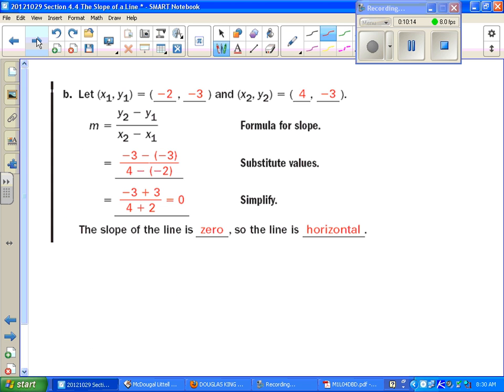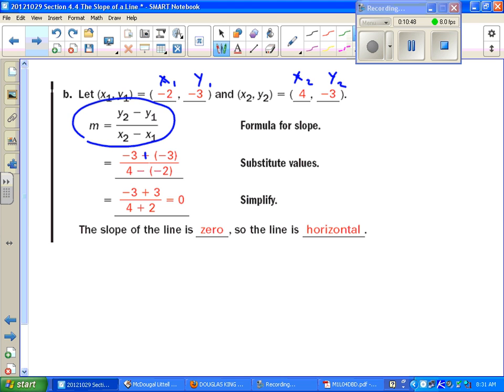For B on example 1, you're using -2, -3, and 4, -3. So you're labeling them x, y, x, y. Remember, it's always x comma y, sub 1, sub 2. That's the easiest way to do slope. Plug in your values. Here's your slope formula again. Y sub 2 minus y sub 1, or the change of y. Y sub 2's value is -3 minus a -3. That's y sub 1's value. X sub 2's value is 4 minus a -2. That's x sub 1's value.